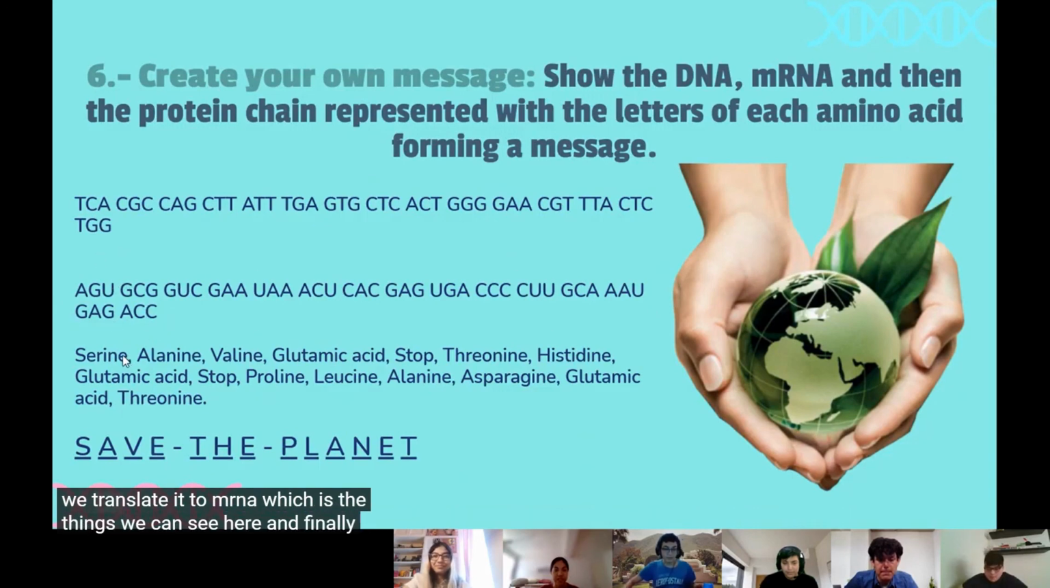And finally, we have all the amino acids that could be translated to letters, which are serine, alanine, valine, glutamic acid, and then we have a space or stop. Then threonine, histidine, glutamic acid, we have another space or stop, and the last word would be proline, leucine, alanine, asparagine, glutamic acid, and threonine, which translates to save the planet.